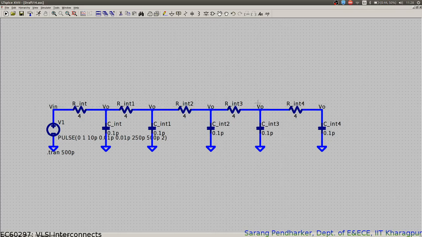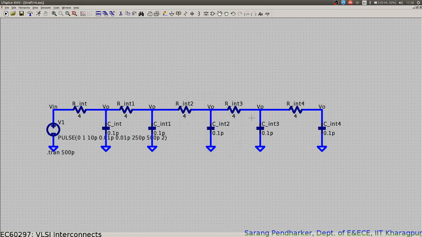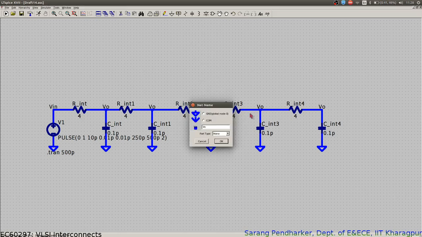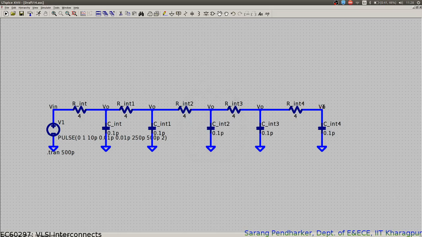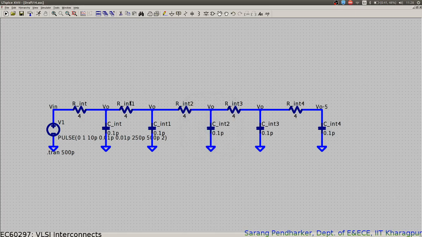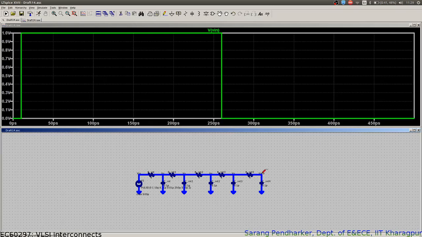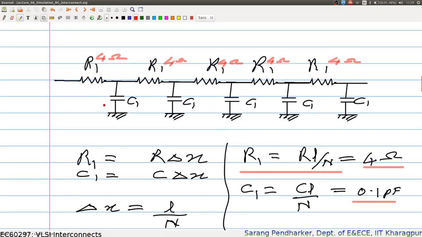Let's zoom in. We want to get rid of these intermediate nodes, or you want to change the value here. So this is the final v out, so let me just name it final v out, of say 5 stages. Then again you can run the simulation and check this is v in and then this is your v out. Zoom in and check the simulation and see what your delay is.